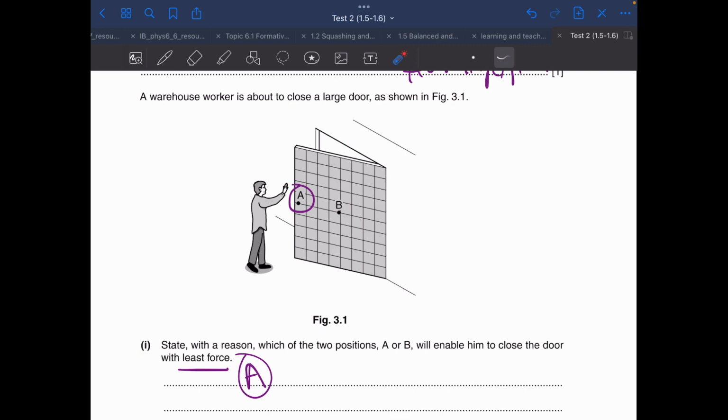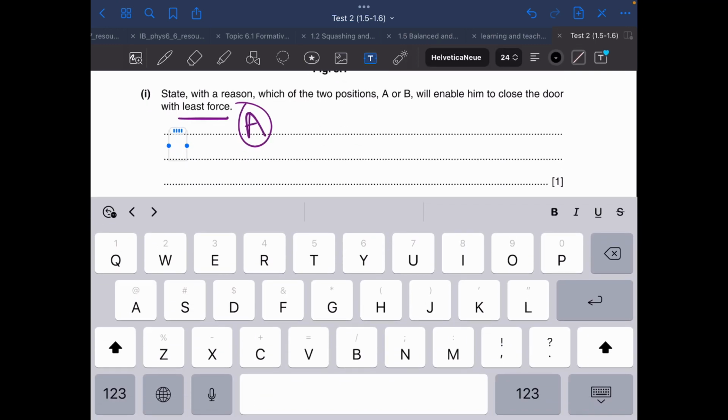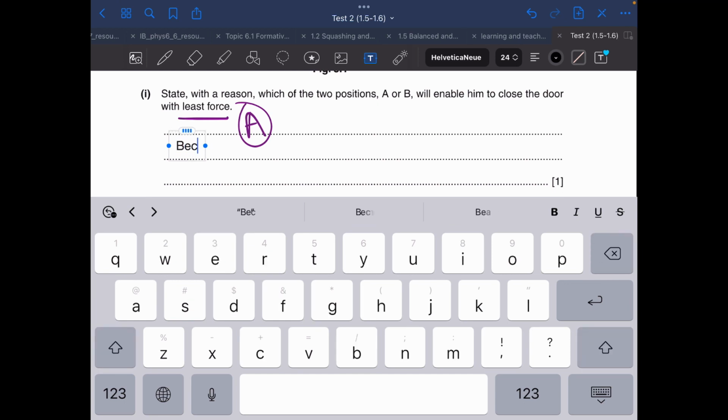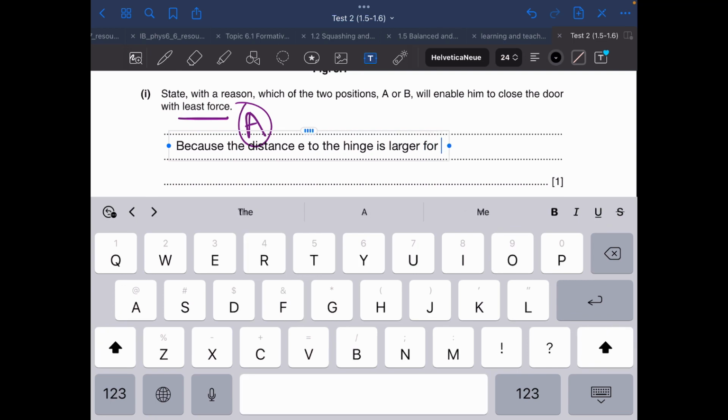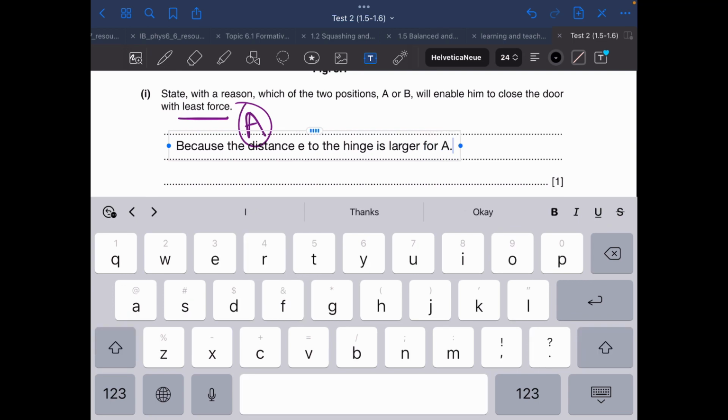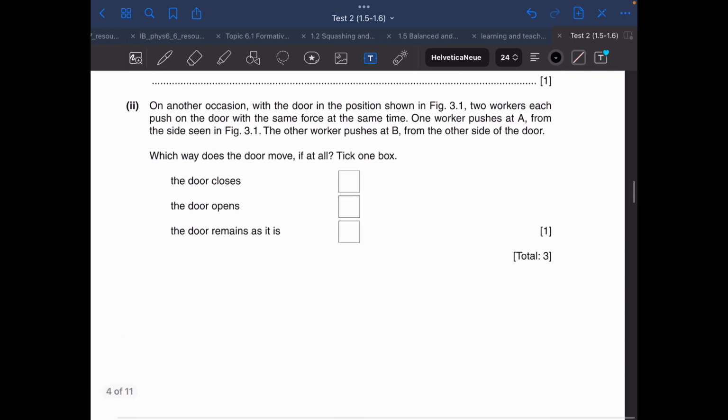Okay, so let me put it in writing in case you need it. Because the distance to the hinge is larger for A. So larger distance causes a larger moment, a larger turning effect.